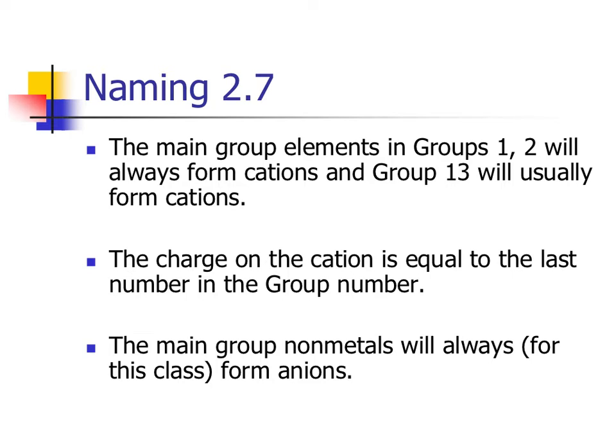If we skip group 14, and there's reasons why we will skip 14 for a lot of things. We'll talk about that later. And we talk about the main group nonmetals, more specifically groups 15, 16, and 17 will form anions.